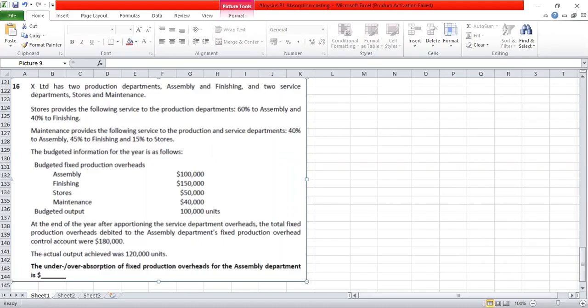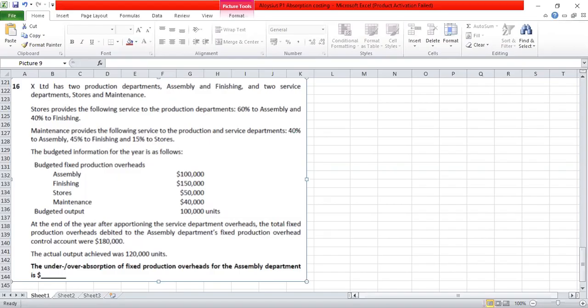X Limited has two production departments, assembly and finishing, and two service departments, stores and maintenance. Stores provides the following services to the production departments: 60% to assembly and 40% to finishing. Maintenance provides the following service: 40% to assembly, 45% to finishing, and 15% to stores. The budgeted information for the year is as follows. Budgeted fixed production overheads are for assembly, finishing, stores, maintenance. Budgeted output is 100,000 units.